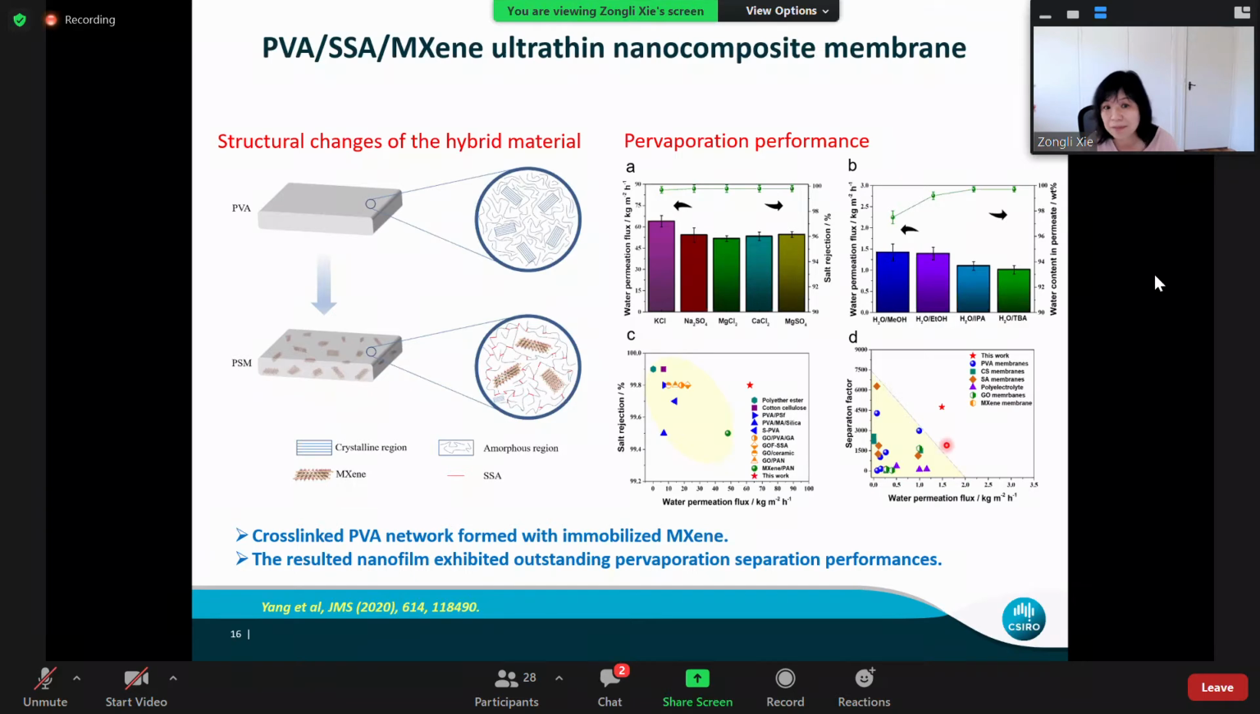And this is the membrane performance. Again, we evaluated a number of salts, and also a number of alcohols. This is a scalable membrane that outperforms a lot of other membranes, and it achieves high flux and also high rejection and a high separation factor.